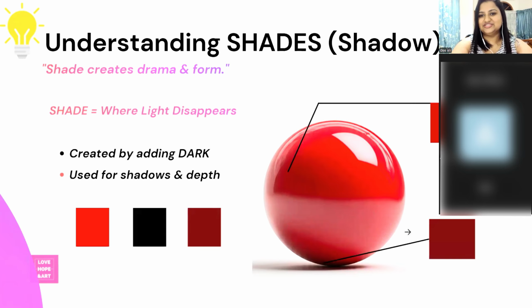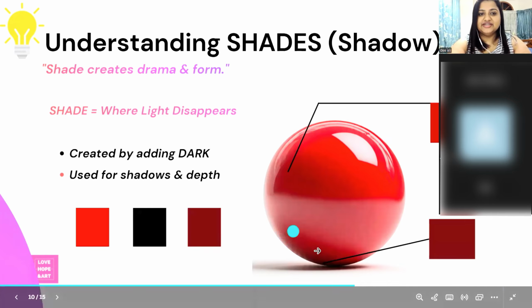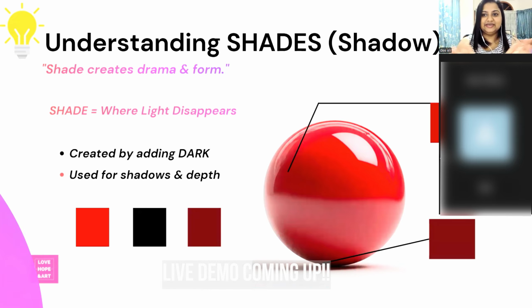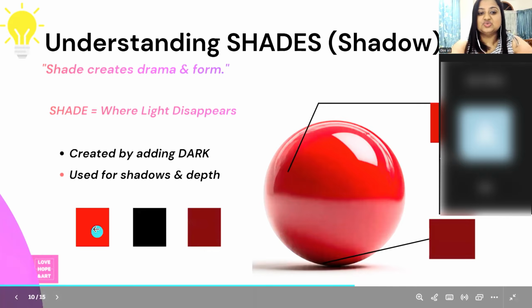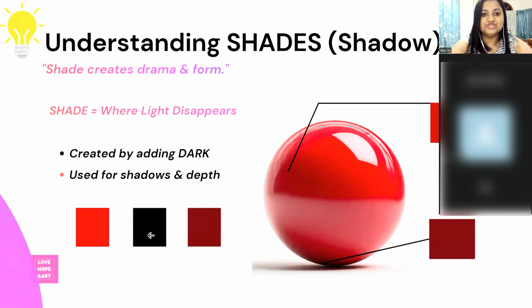Then the last one is the shade or the shadow part, okay. Shade is where the light disappears. Where the light disappears, it creates a lot of drama and form. It creates the depth. It defines the boundary of the object. So when you mix the true color with black or darker shades, you get a shade of that color.